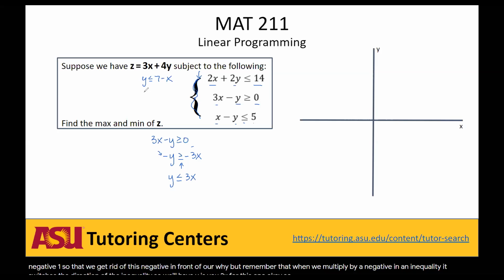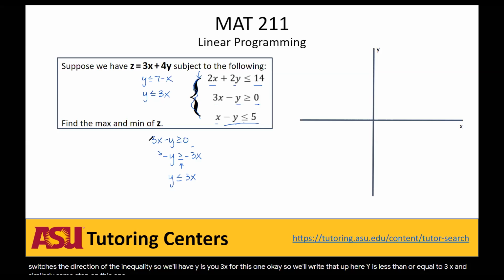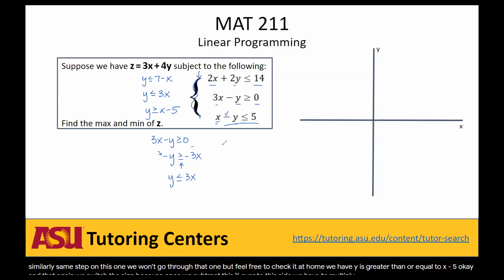Okay, so we'll write that up here. y is less than or equal to 3x. And similarly, same step on this one. We won't go through that one, but feel free to check it at home. We have y is greater than or equal to x minus 5. And again, we switch the sign because once we subtract this x over to this side, we have to multiply by a -1 in order to get y by itself.